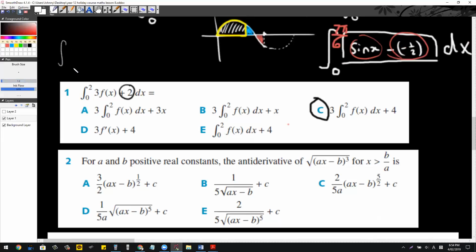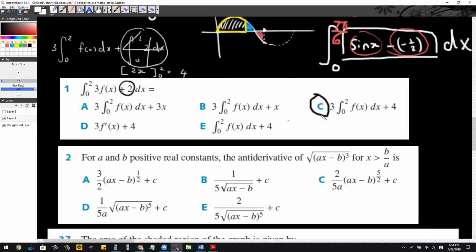Okay, so we need to separate this into two parts. That and that. If you can take the 3 out of this integration, and if you evaluate this, it is going to be the integration of 2, which is 2x from 0 to 2. Then you plug in 2, plug in 0, and you get 4. So this value here is 4. So that's why C is the correct answer.